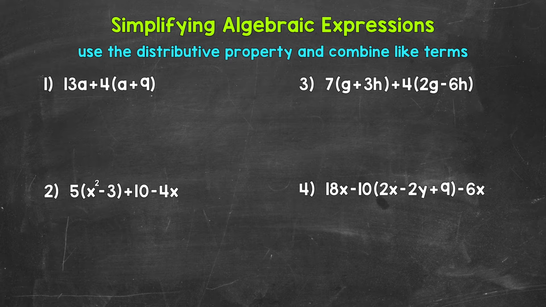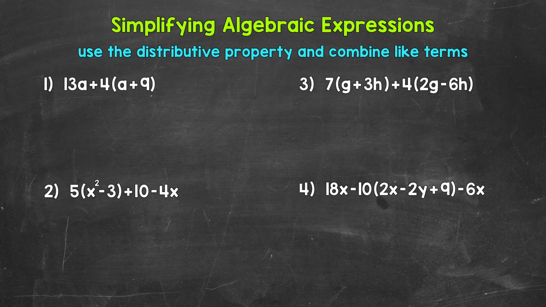Let's jump into number 1, where we have 13a plus 4, and then in parentheses a plus 9. Now, since we have parentheses, we need to start there. We can't combine the terms in the parentheses, they are unlike terms, so we can use the distributive property to remove the parentheses. Once the parentheses are removed, we can look to combine like terms.